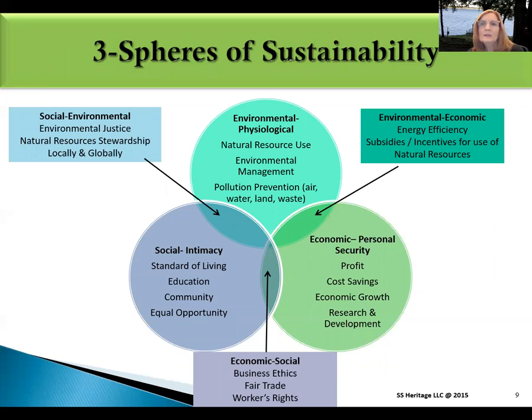As we said earlier, sustainability is about meeting the needs of current and future generations. So how does Abraham Maslow's hierarchy of needs align with the current integrated sustainability model? If you were in the class last week, you'll see that the model included the environmental, physiological, the social, intimacy, economic, and personal security. If you overlap Abraham Maslow's hierarchy of needs, you'll see there is a lot of overlap in these models.